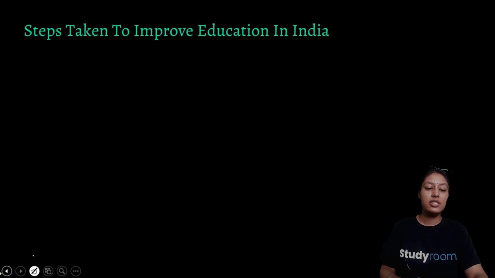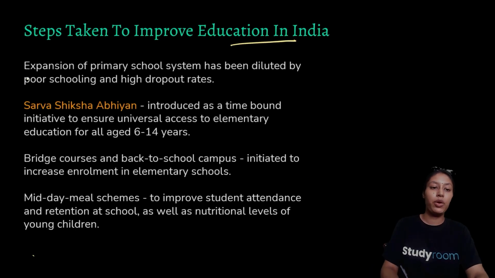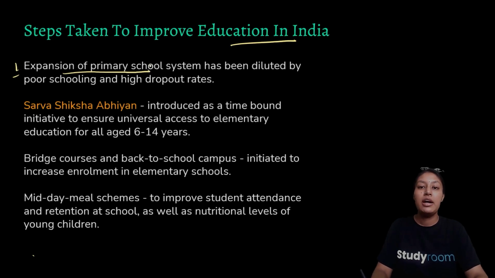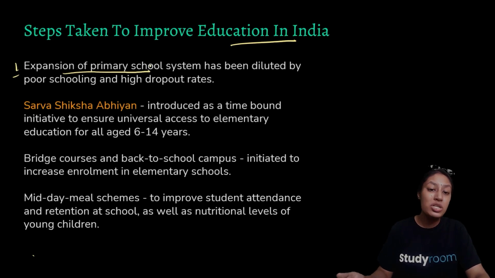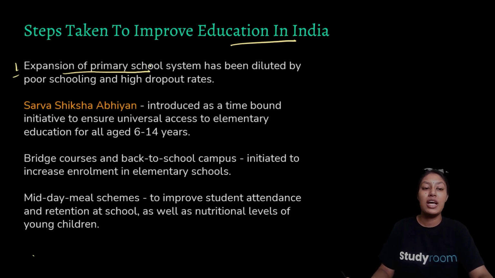Next, let's understand the steps which have been taken to improve the education system in India. Very first thing is expansion of the primary school system. The primary school system has been expanded now. It used to be diluted by poor schooling and high dropout rates, right? So it used to be high dropouts and poor schooling. Now the primary school system is expanding for many kids.